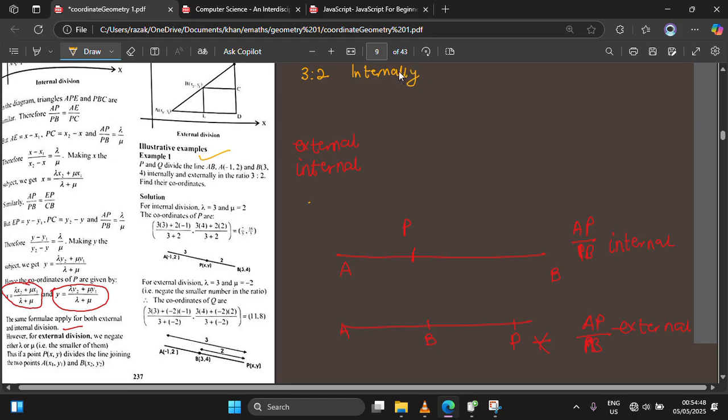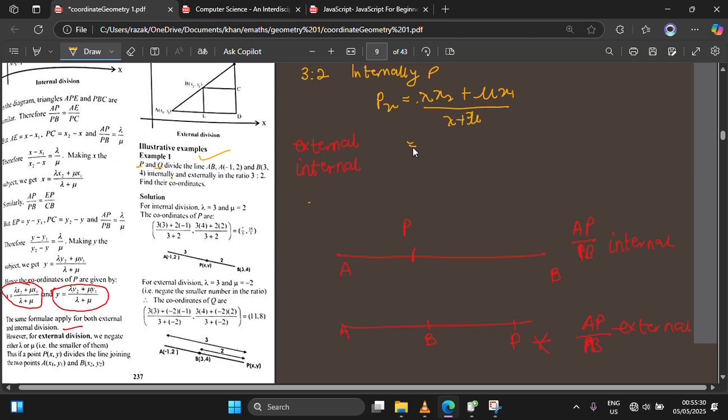So if the line divides internally, then the coordinates of the internal point is P, right? You see the way the question is put: P and Q divide internally and externally. So P divides internally and Q divides externally. So we are finding P. So the x of P will be given by lambda x2 plus mu x1 over lambda plus mu.